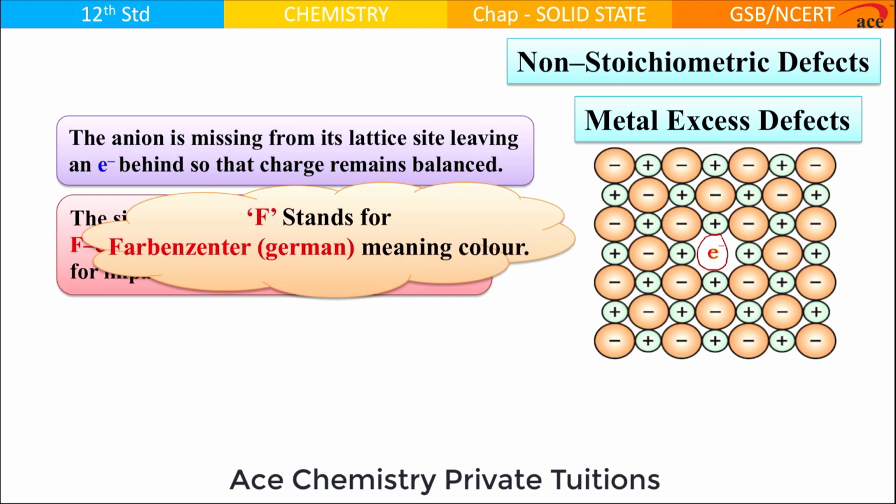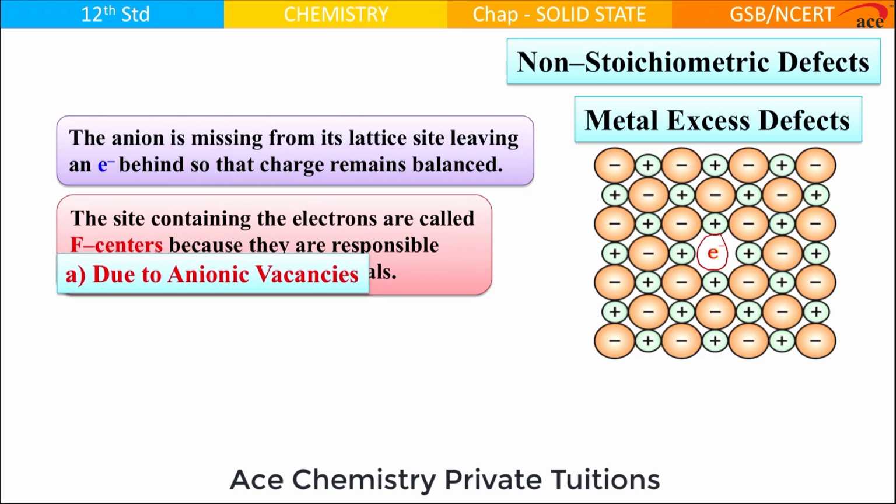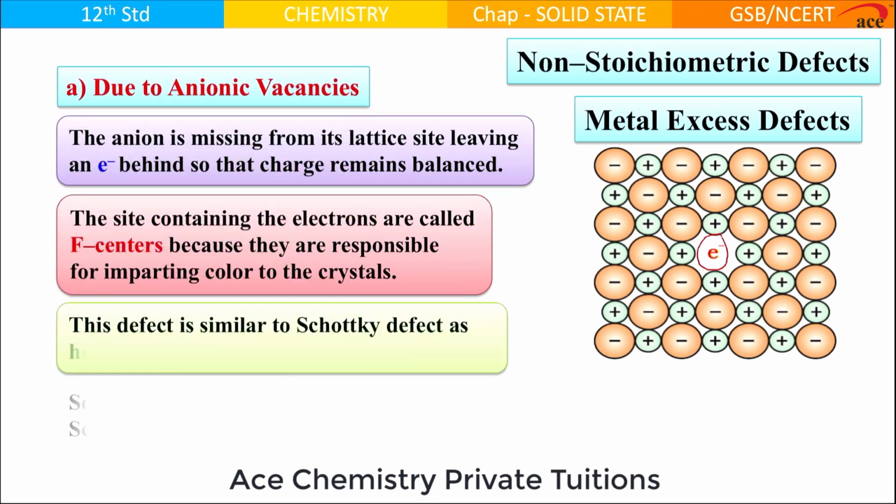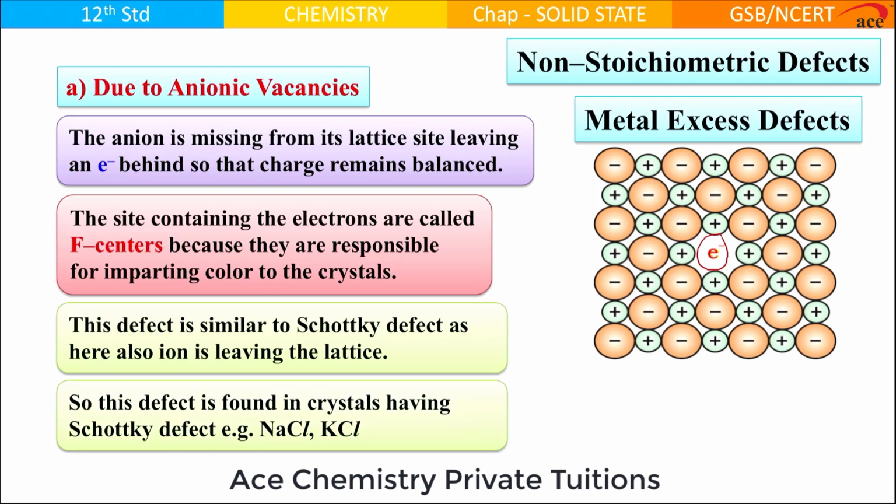What does F stand for? F is a German word which stands for Farbenzenter, indicating it is a center or a site responsible for color. Now, this is called an anionic vacancy. So, under non-stoichiometric defect, metal excess defect is due to anionic vacancies. Now, vacancy is a speciality of Schottky defect. So, these examples are found in Schottky defect crystal lattices like NaCl and KCl.